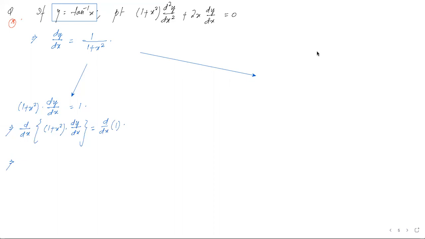If we do the ddx of the left hand side, we get to see we have two functions. First function is 1 plus x square. Second function is dy by dx. So let me apply the product rule there. It is first function outside, we have ddx of the second function plus second function outside ddx of the first function. And on the right hand side, ddx of x will give us 0. Sorry, ddx of 1 will give us 0.